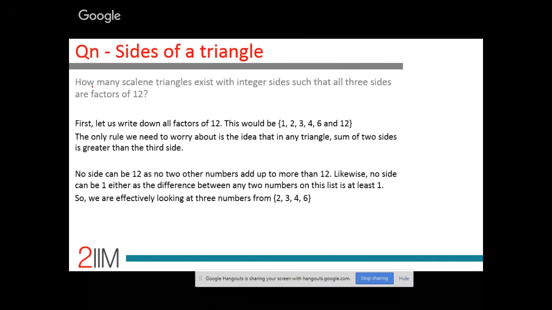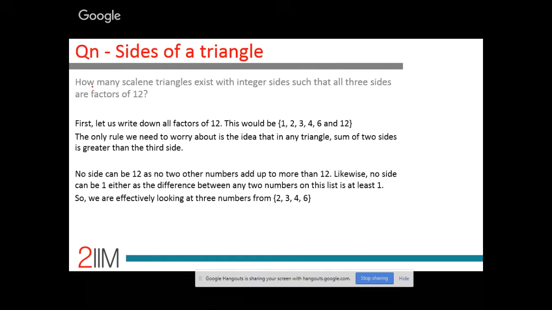If one side of the triangle is 12, the other two should add up to be more than 12. None of the other two factors can add up to be more than 12. That's out. And if one of the sides is 1 and the other two sides are integers, they've got to be equal. Otherwise, the sum of two sides will never be greater than the third side. So 1 is out, 12 is out straight away.